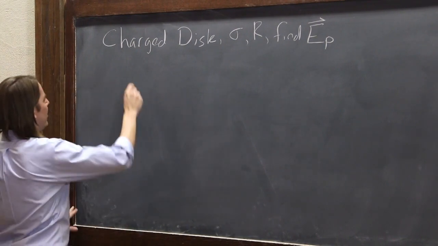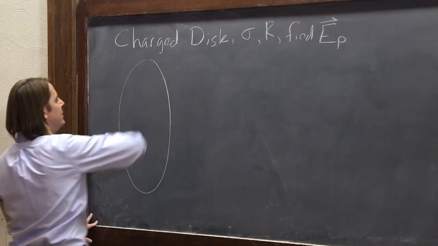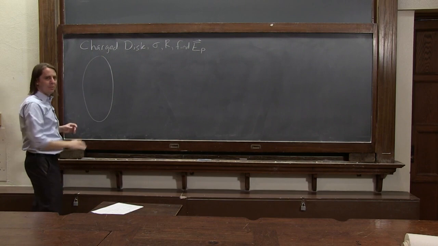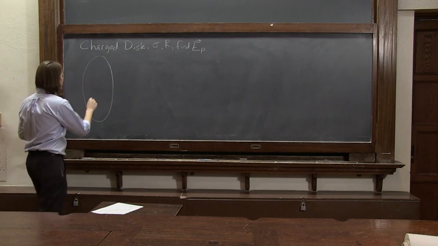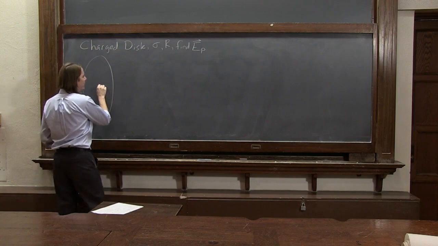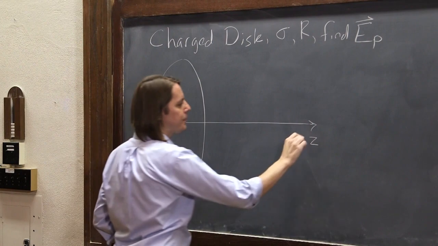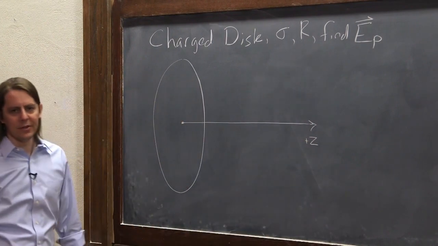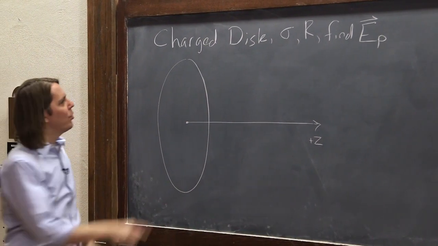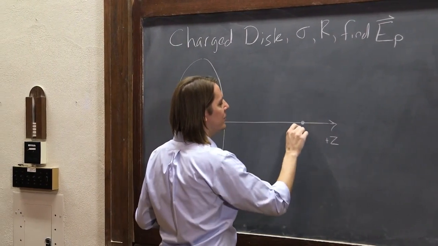So first, let me draw the disk. Here we go. Nice, big disk. Now this has to be thought of in 3 dimensions. This is a disk sort of in the plane of the board. Here's its center, and we're going to put its center on the z-axis coming out this way. So there's the z-axis. We can assume its origin is at the center. So we're looking for the E field at a point on the z-axis, point P, like that.